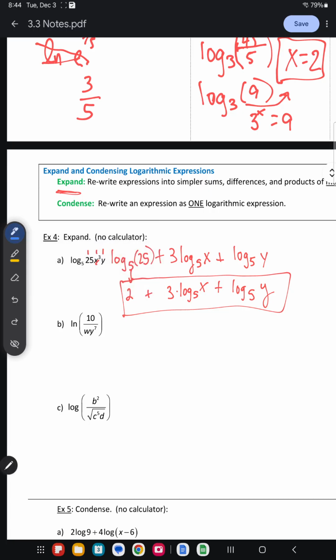So let's take a look at this next one. We have ln, which is no different than a logarithm, and we have a quotient here. So what's going to happen in our quotient is anything in the bottom is going to get subtracted. Okay, so this is a little different maybe than order of operations that you're used to. So we know we're going to do an ln of 10. Okay, and now we're going to subtract an ln of w. And then we're also going to subtract the ln of the y. Now, because we have an exponent on top, it goes in front. And then we have ln of y. And that is our final expanded form of that particular expression.